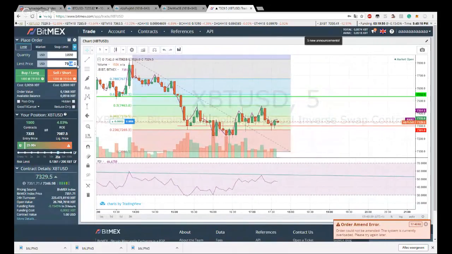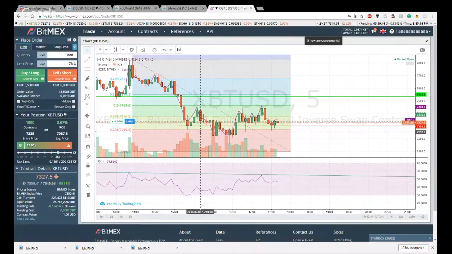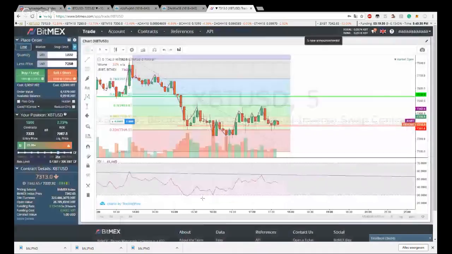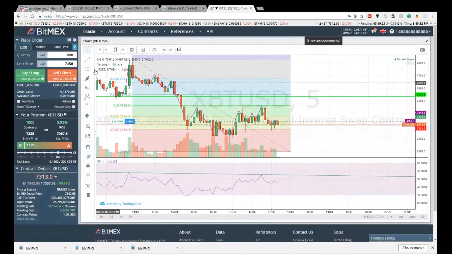Now, I've put in my contracts. Now I'm going to put in stop loss 7250. If we reach 7250, I'll put a sell order. Not going to use a stop loss.